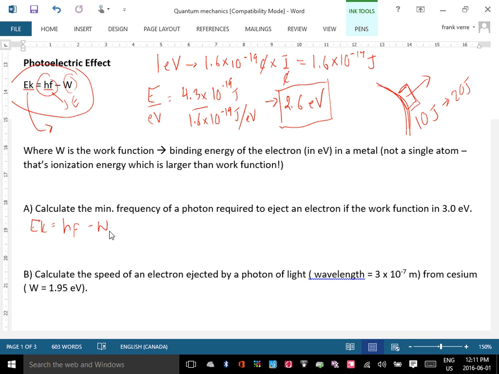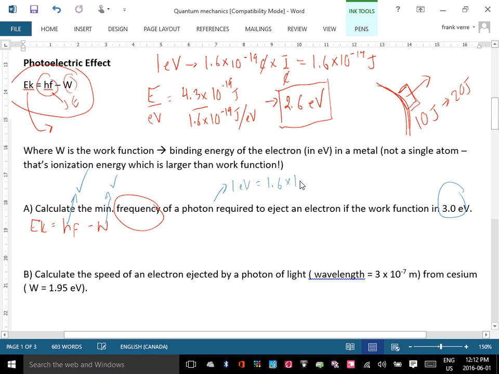What do you think we're looking for in this case? Frequency, right? What do we have? Do we have h? Yeah, h is a constant. Planck measured this. All constants are experimentally measured. So this is given, even though it's not given, it is given: 6.63 times 10 to the negative 34. The work function is given too. We're told it's 3 electron volts. Now remember, 1 electron volt is 1.6 times 10 to the negative 19 joules. So 3 of them would be 4.8 times 10 to the negative 19 joules. So we have W.